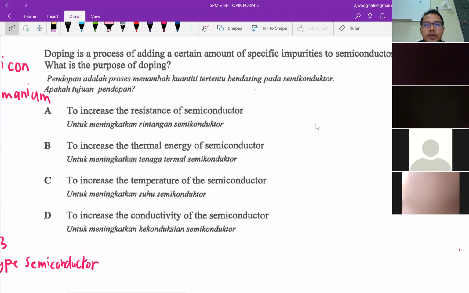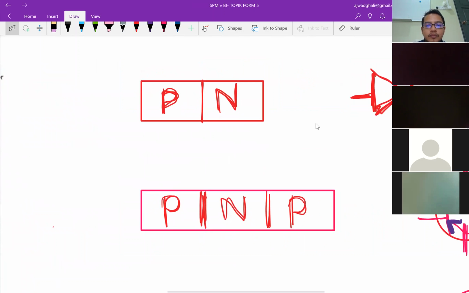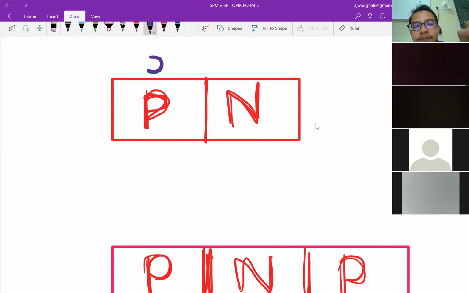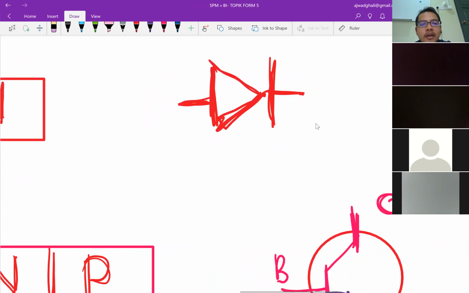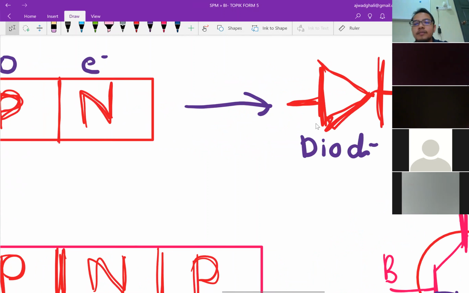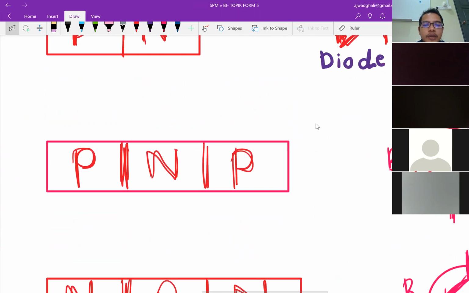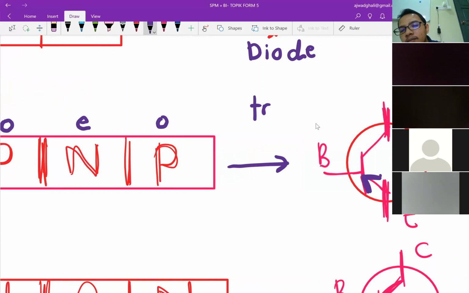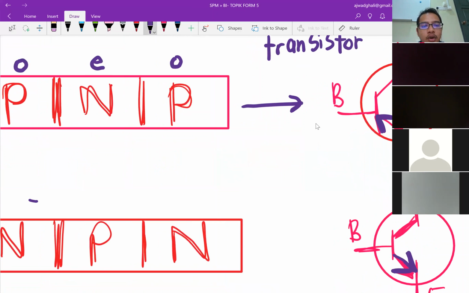After this, we go to these two components. Remember that p-type has a hole and n-type has an excess electron. When you put the p-type and n-type together, you get this component named a diode. We learn the diode after this. Then if you have a p-type, which has a hole, n-type has electrons, and you put another p-type, you get a PNP transistor. And last, when you have NPN, which is electron, hole and electron, you get an NPN transistor.